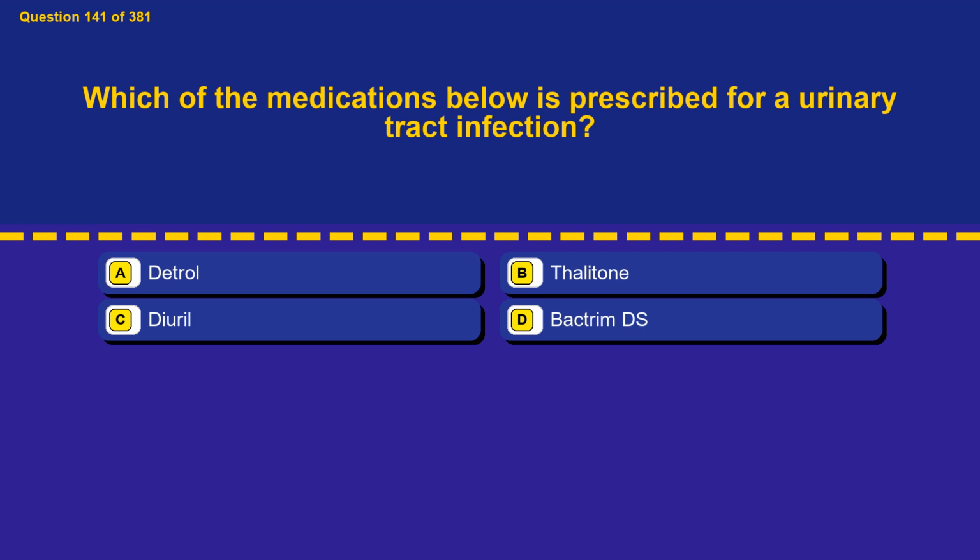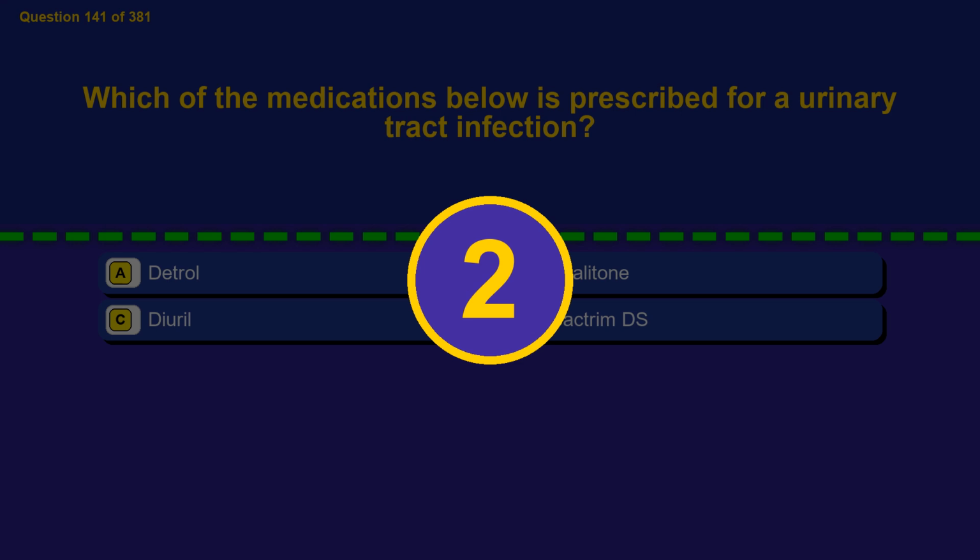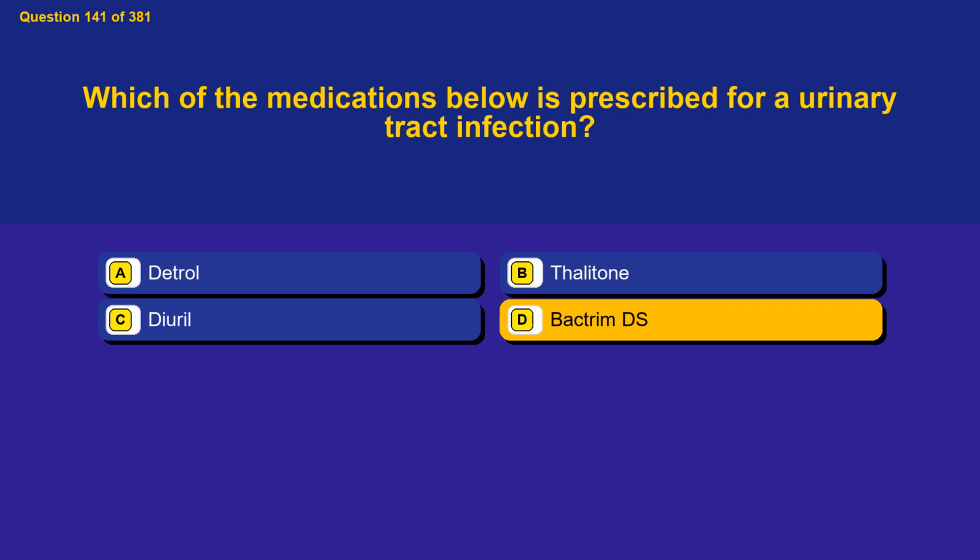Question 141. Which of the medications below is prescribed for a urinary tract infection? Option A, hydrochlorothiazide. Option B, phthalate. Option C, Diuril. Option D, Bactrim DS. The correct answer is option D, Bactrim DS.